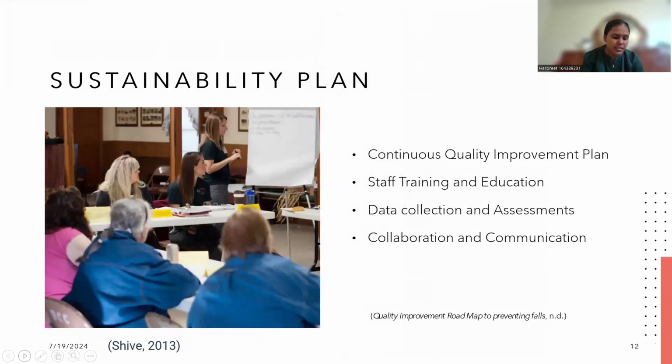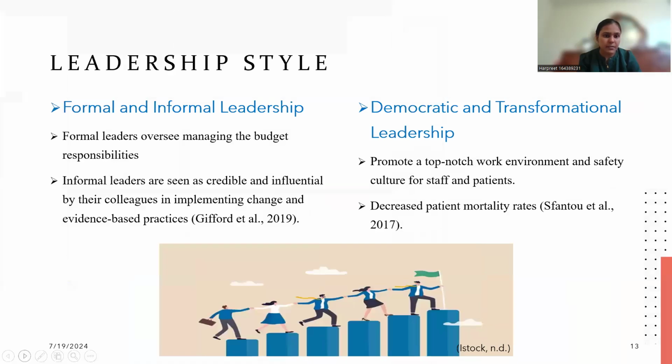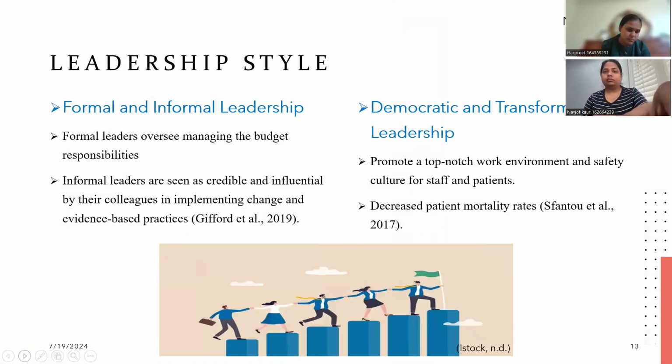Next is the sustainability plan. For the next 5 years, we aim to reduce the fall rate by 5%, in which we include a continuous quality improvement plan, staff training and education like virtual reality training and radar-based smart shoes. Next is data collection and assessment of the falls, and collaboration and communication among the other healthcare staff members, residents, and their family members. The next slide will be discussed by Navjot.